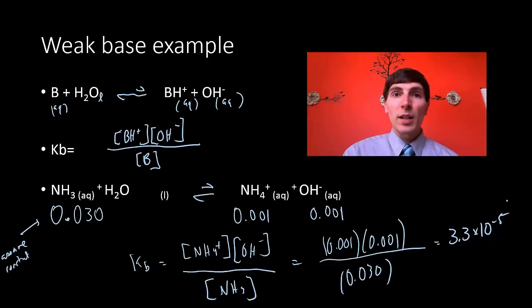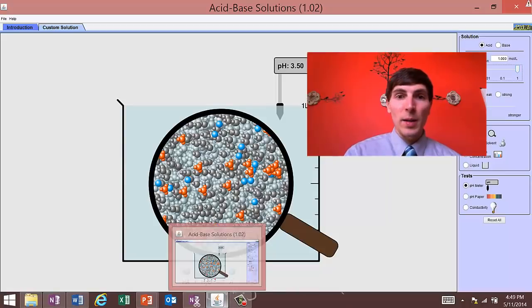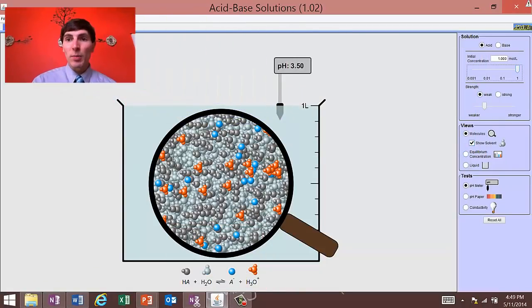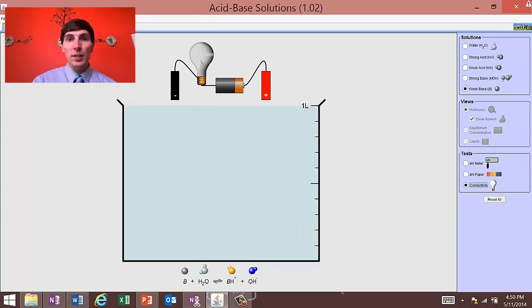Alright, well this has been a video explaining the difference between weak acids and weak bases. I want to leave you with one last little thing to show you another application of this, and that's going back to the animation here. One thing that's really cool about weak acids and weak bases is because they're ions in solution, they're going to conduct electricity.